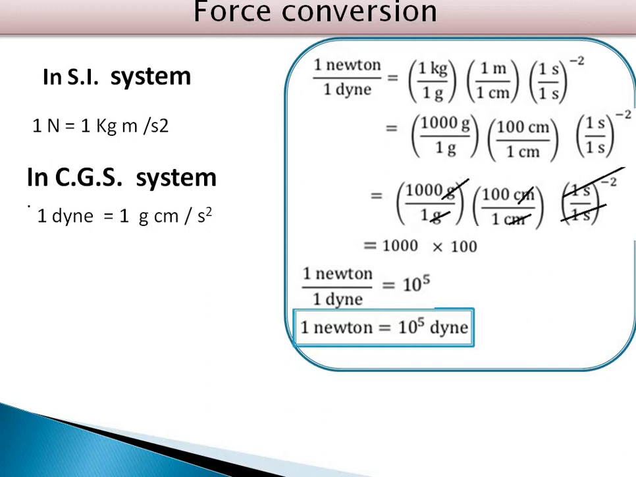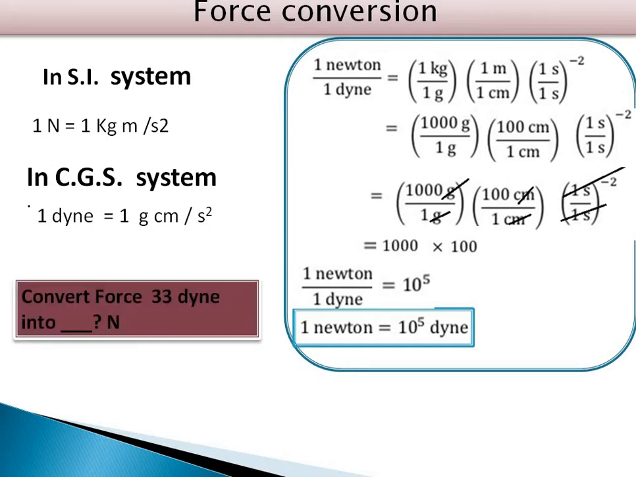Meter into centimeter, and second will be as it is. So second will get cancelled, centimeter gets cancelled, g gets cancelled, remaining is 1000 into 100. So 1 Newton is equal to 10 to power 5 dyne. Okay. Now we will take one example.